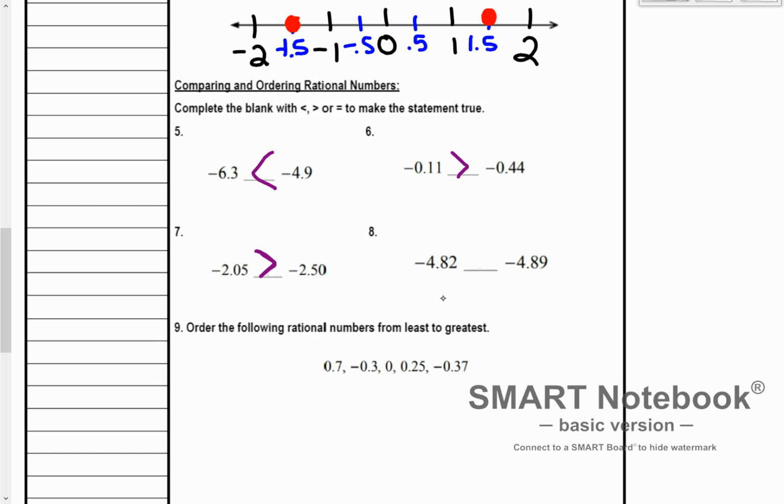Same thing here. I'm always going to think about a positive first. Which one is larger when it's positive? We've got a 0.82 and a 0.89. 0.89 would be larger if it was positive, but it's not. It's negative. So it's going to open up to the negative 4.82 since that is less negative than negative 4.89.